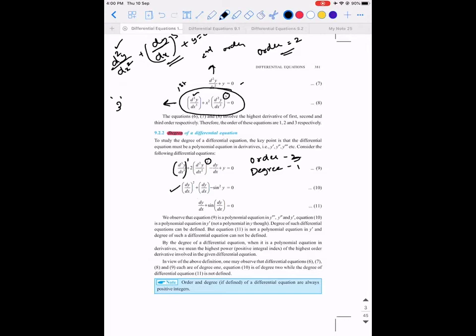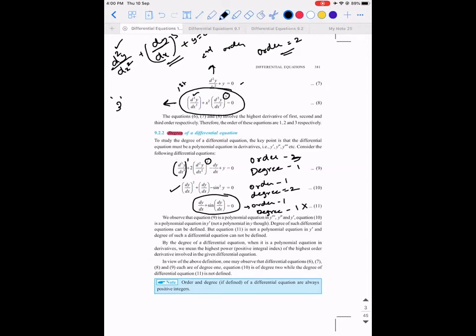Similarly for this one. Order is 1. Degree will be 2. What about this thing? Order is 1. Degree? 1. Okay, there's an important point. Degree is not 1. In this case, degree is not defined.